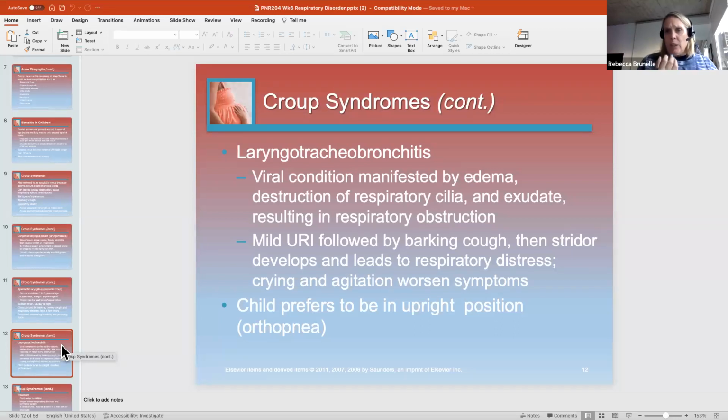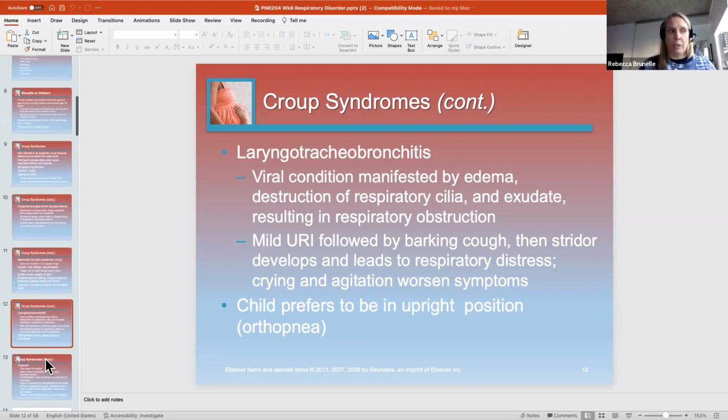So you hear that they're having a hard time getting air in, and you'll hear it pass through a narrowed airway, and it makes a high-pitched noise. So stridor is something that you can hear without a stethoscope, and it's on inhalation. If they're having a hard time breathing, then they will prefer to be in an upright position because that facilitates air entry into their lungs.